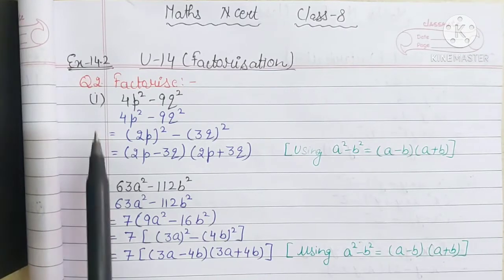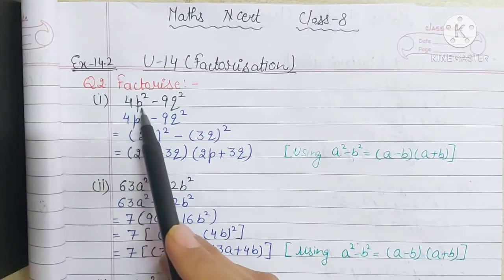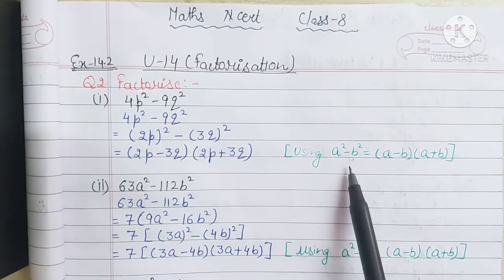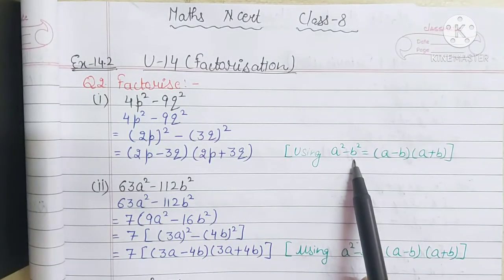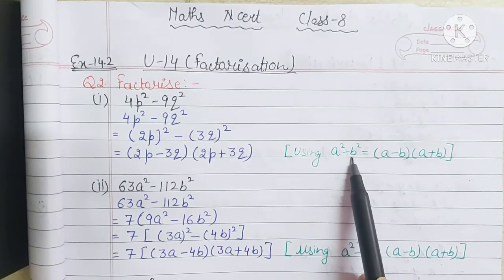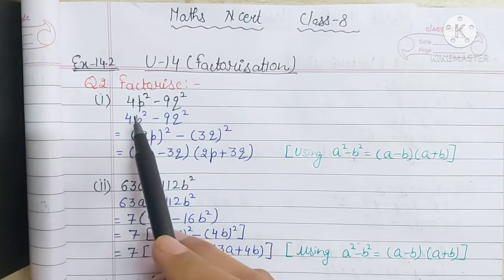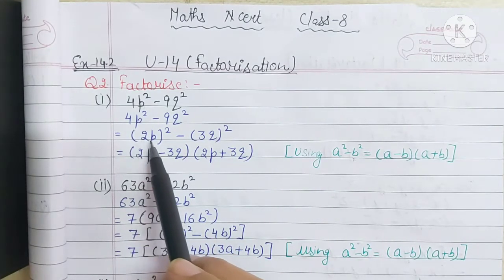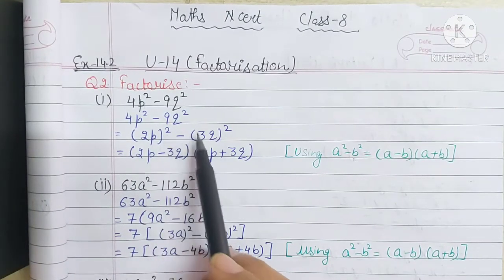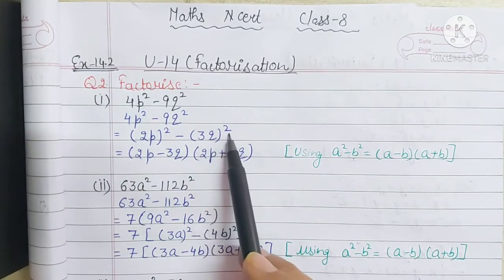So here it is, we are going to do question number 2 of exercise 14.2, and the first part is 4p square minus 9q square. So students, as I told you, we are going to use this identity a square minus b square. For that we need to make sure both the terms should be in perfect square form. So 4p square, how can we write it in perfect square form? I can write it 2p whole square, as 4 is a perfect square of 2 and 9 is the perfect square of 3. So 9q square, I can write it 3q whole square.